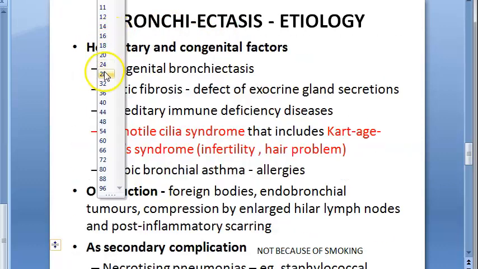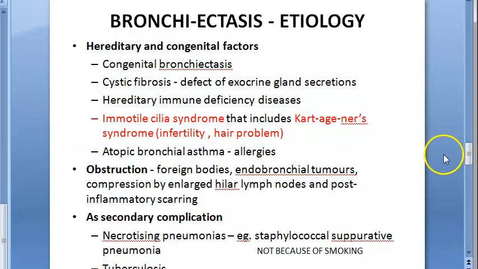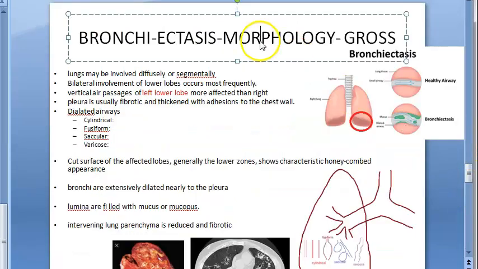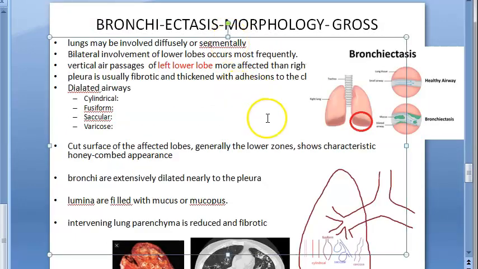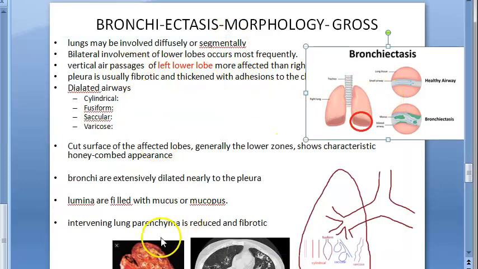Okay. Shall we move on now to the next slide here? So we have to look at the gross morphology and the microscopy, right? That is what they give marks for. So what will happen when you look at the lung? It will be involved either diffusely or segmentally. That means everything is involved, or segmentally it can be involved. So as simple as that.